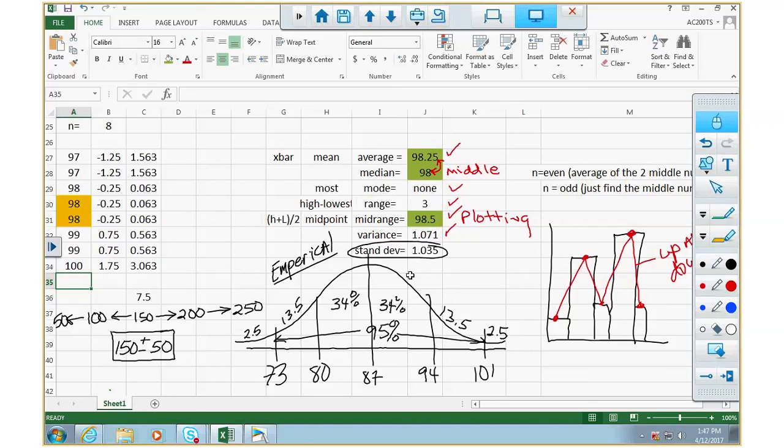Now, we've got a standard deviation of 1, so this is going to be 98, 99, 100, 98, 97, 96. So now we're talking about an A plus student. A student that never makes below a 95.